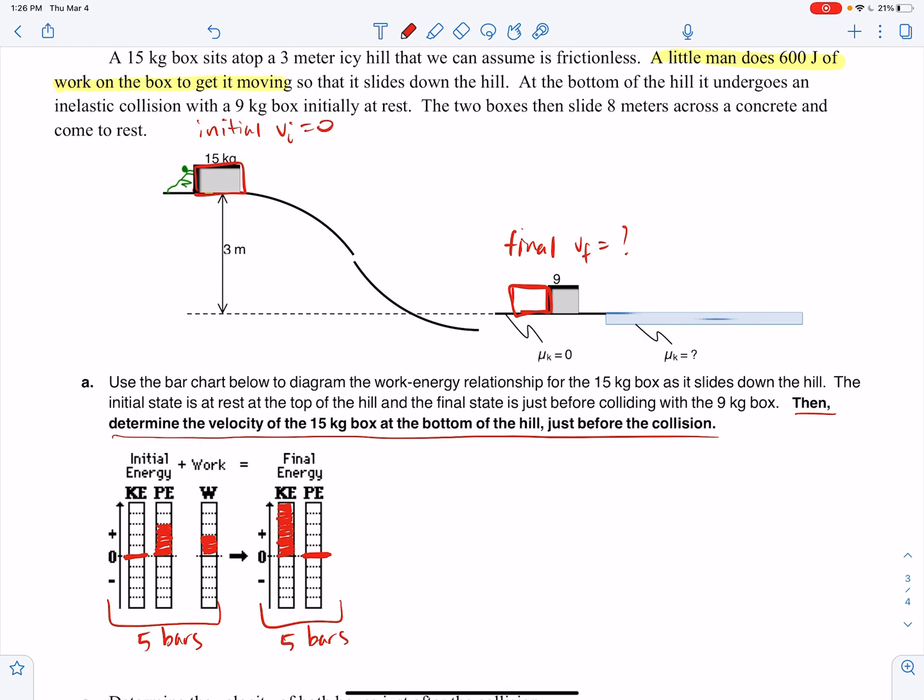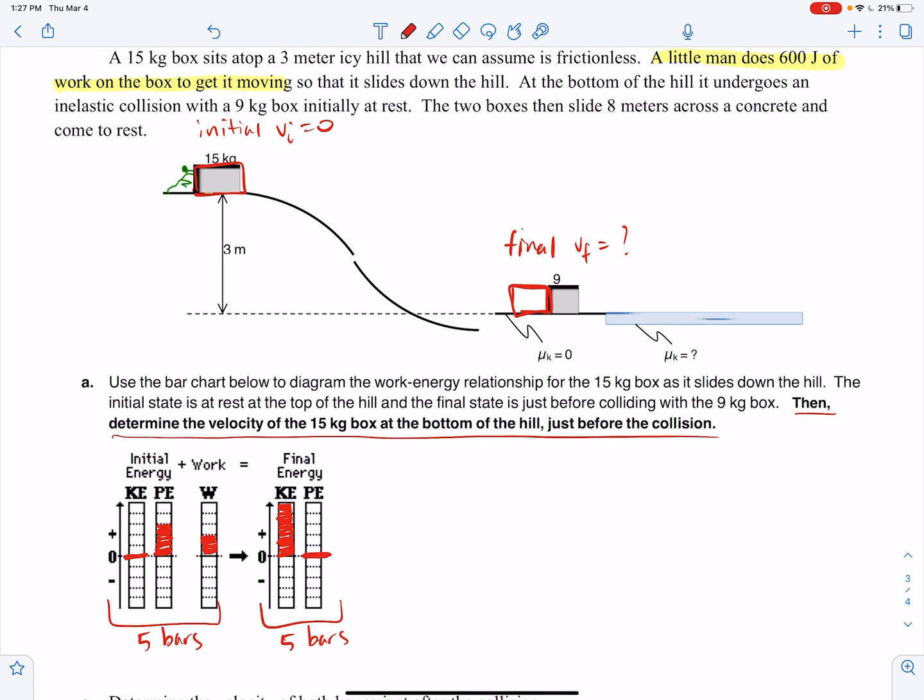So that is conceptually what's going on. We've got this potential energy at the top of the hill. Then it's gaining some energy because of the work that the man is doing in pushing on that box. And then down at the bottom of the hill, all of that energy is being transformed into kinetic energy just before it hits the other one.